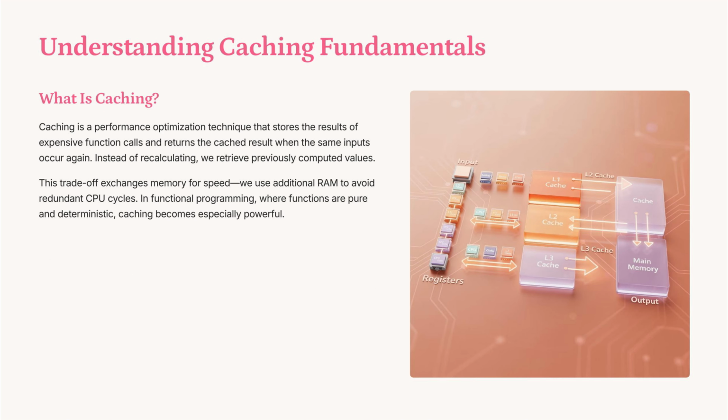Caching is a performance optimization technique that stores results of expensive function calls, returning cached results for repeated inputs. This approach trades memory for speed, using extra random access memory to save central processing unit cycles. In functional programming, where functions are pure and deterministic, caching is particularly effective, enhancing efficiency by avoiding redundant calculations.